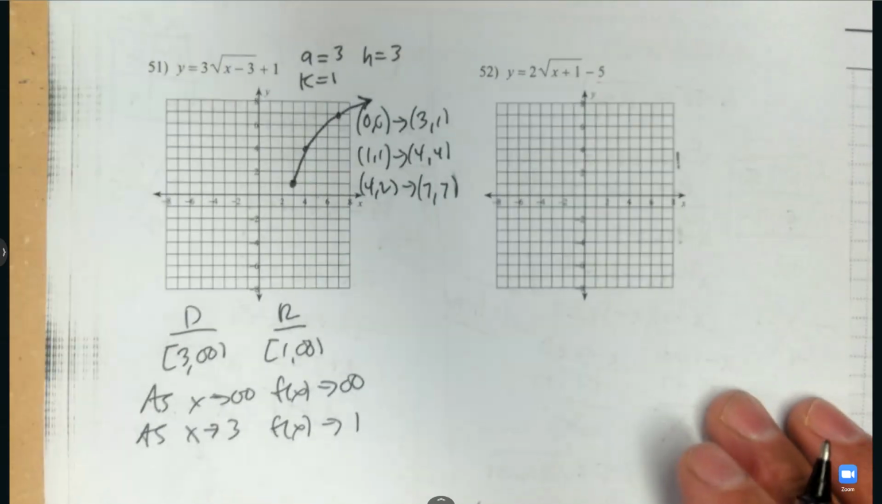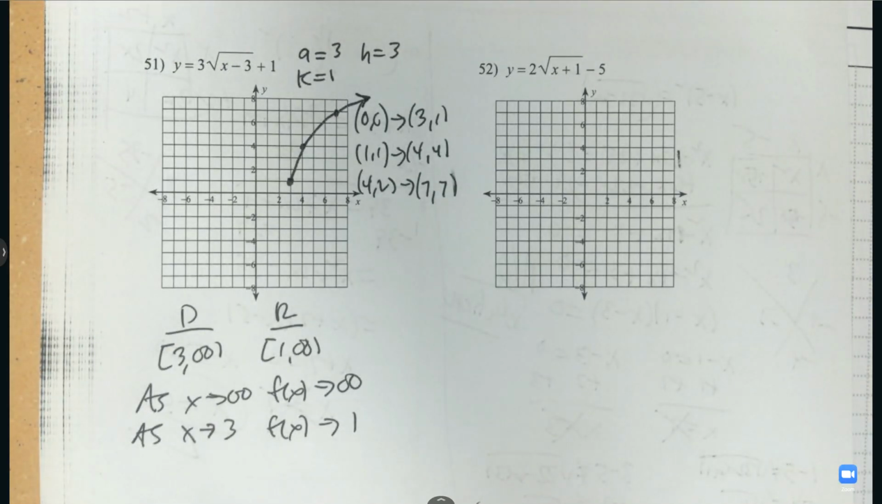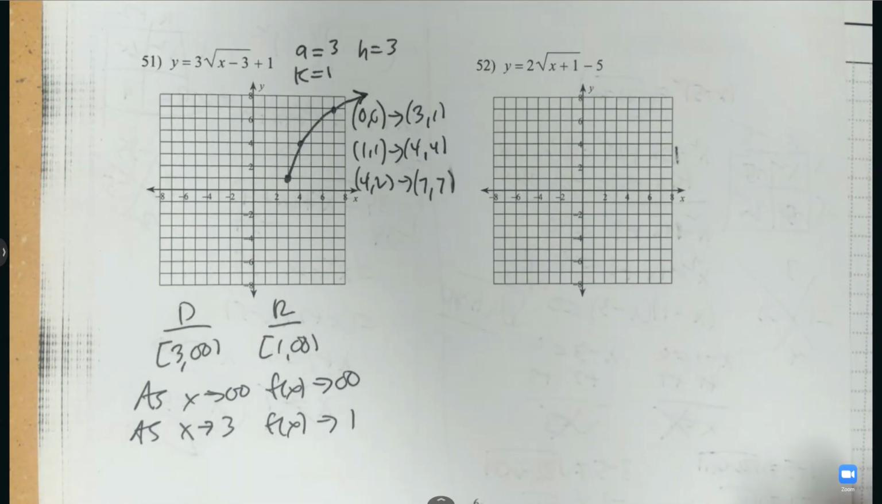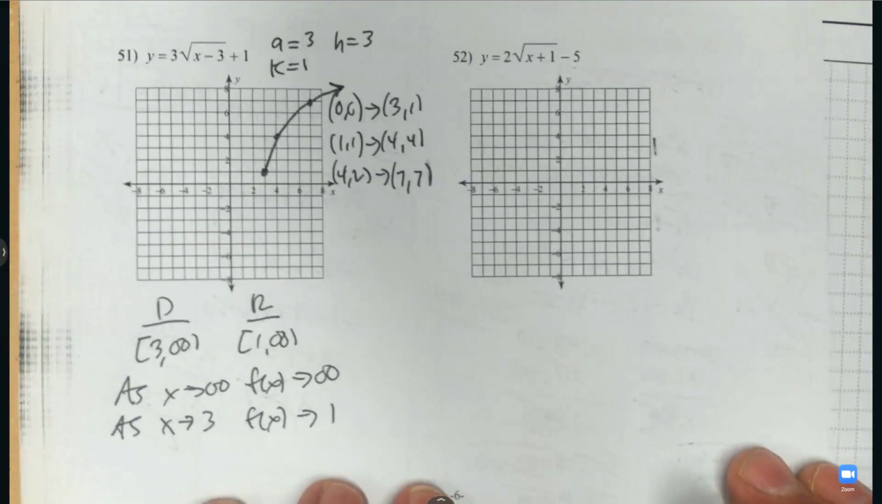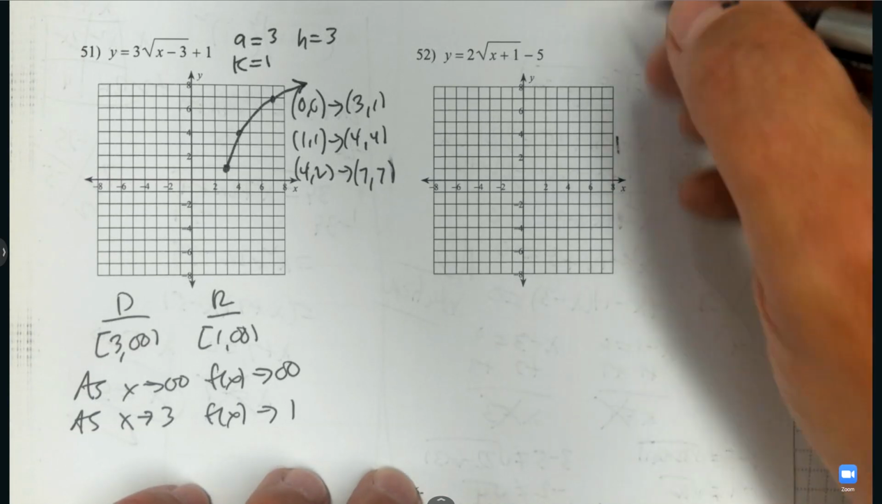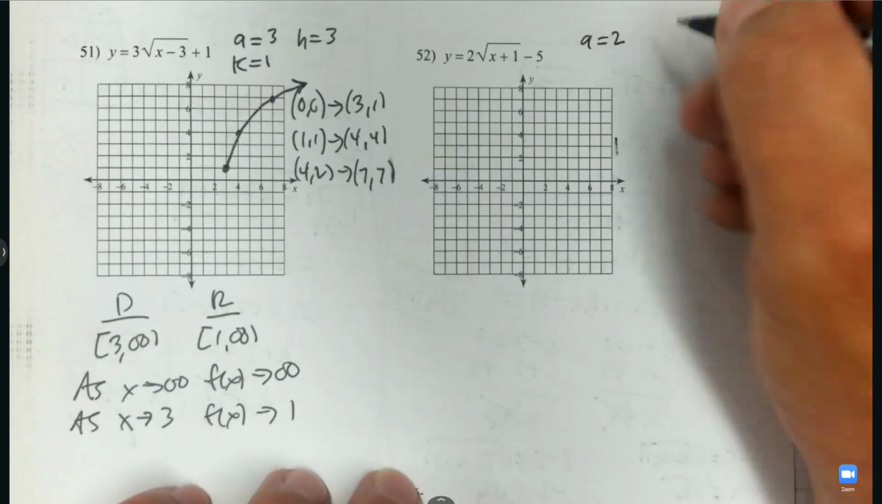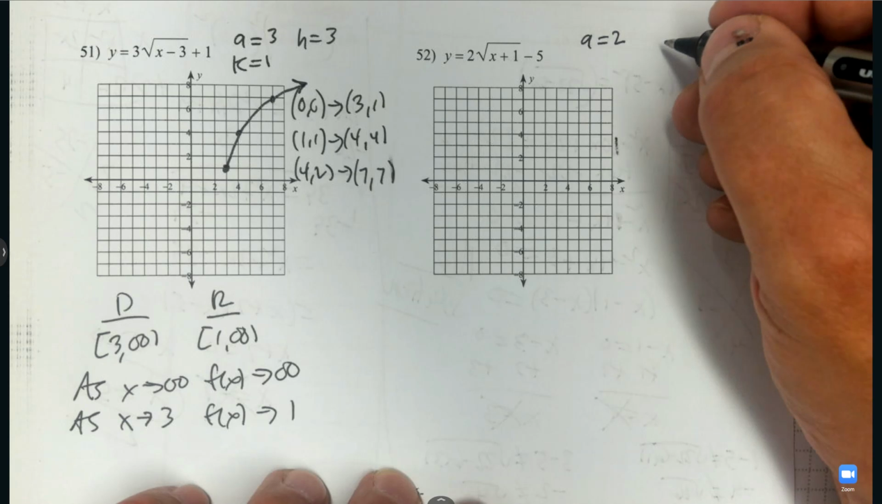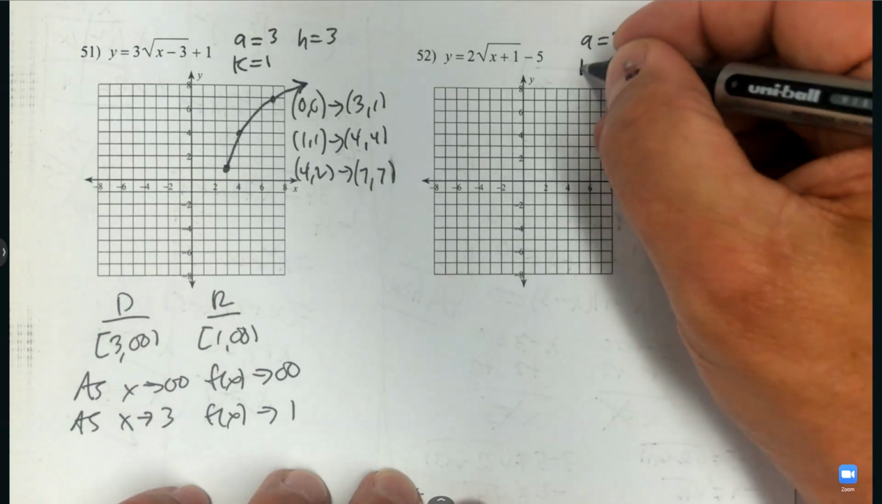All right, one more. You should really try it first before watching the video. You're doing this so you can pass the exam. That's worth more than finishing the packet by a lot. So A is 2, H is -1, K is -5.